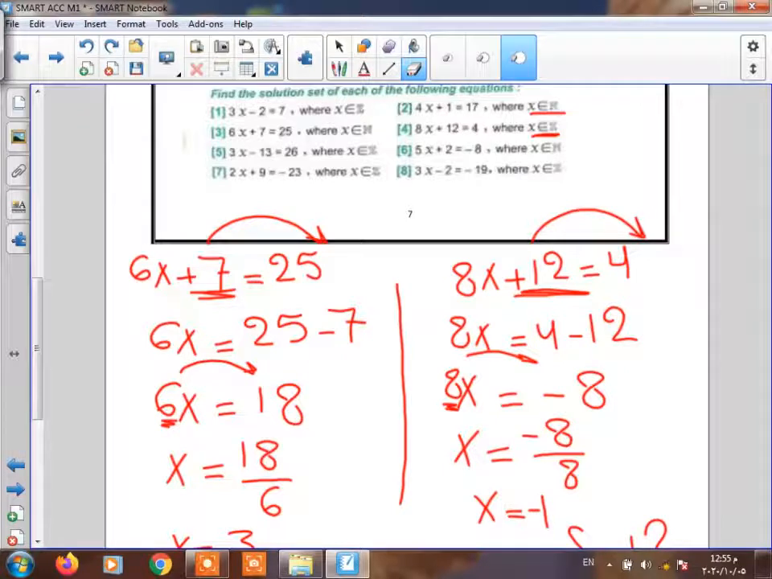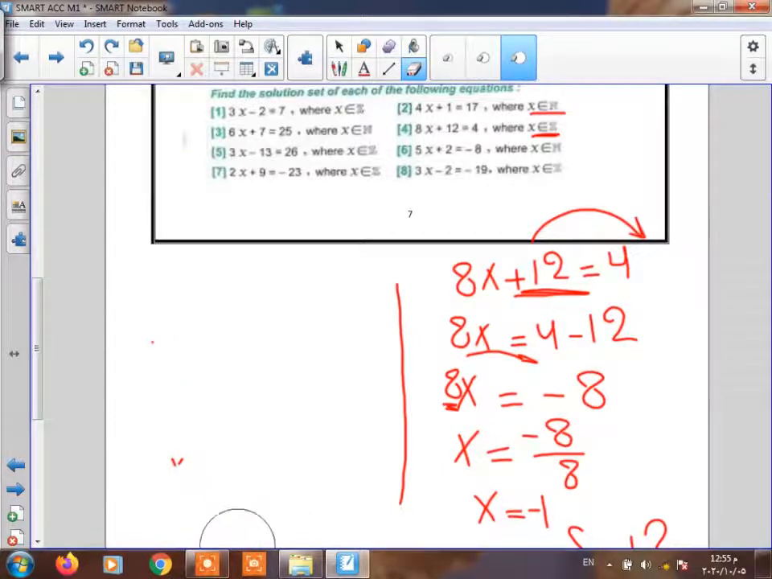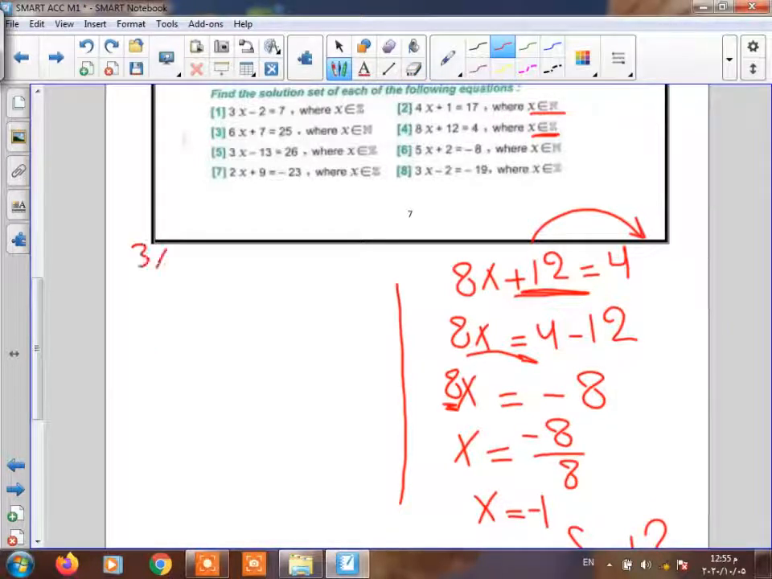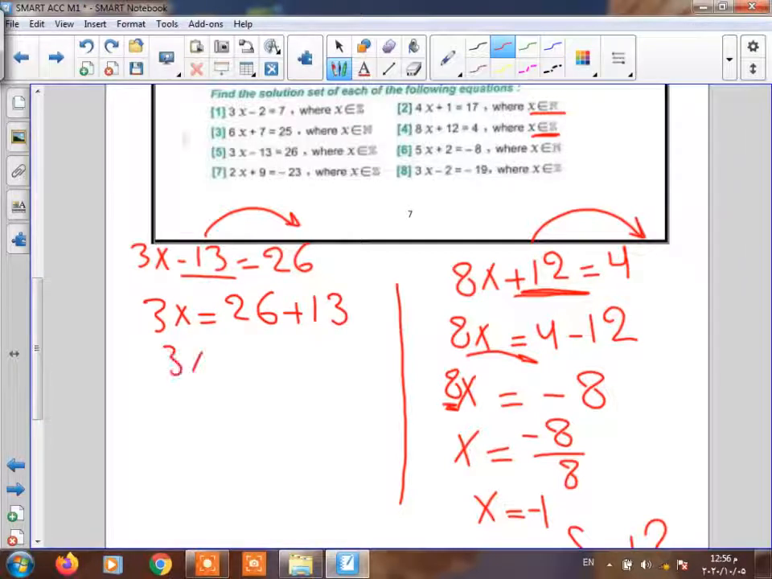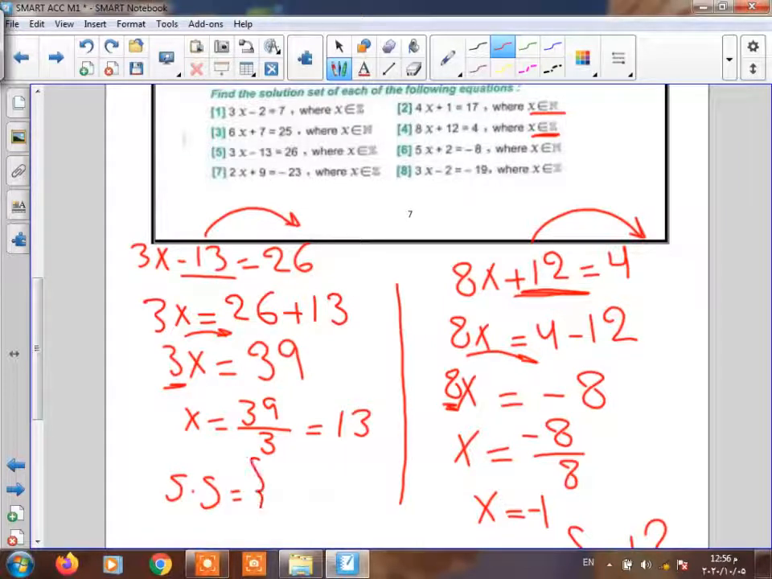Here we have 3x minus 13 equals 26, and x belongs to Z. Here I will take minus 13, put it on the other side, change the sign. 3x equals 26 plus 13. So 3x equals 39. And then change the 3 to the other side by making divided. x equals 39 divided by 3. So it equals 13. So the solution set is, in braces, 13.